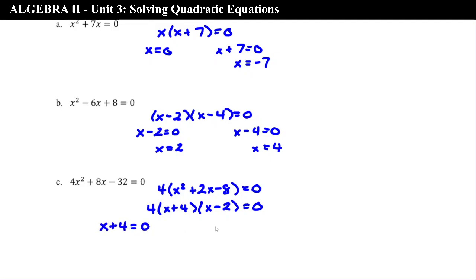So we'll set x plus 4 equal to 0, and x minus 2 equal to 0. x either equals -4, or it equals 2. Both of those would give you 0 as an answer when you plug it in.